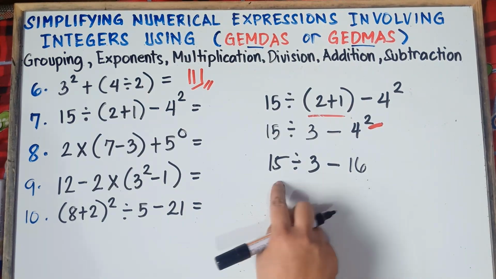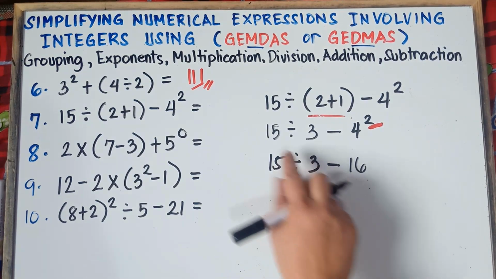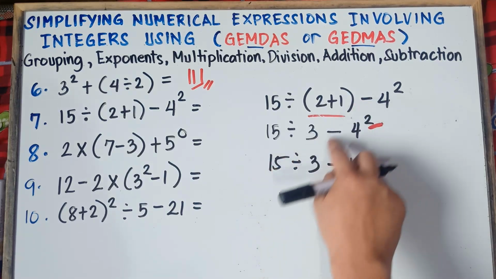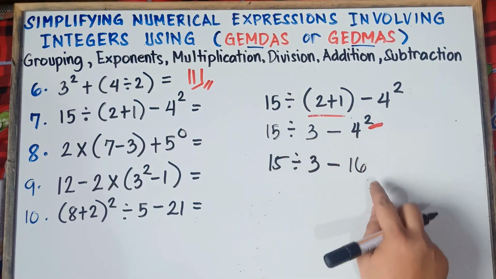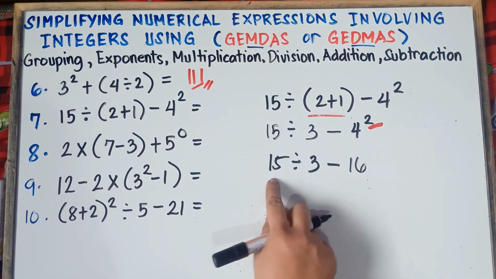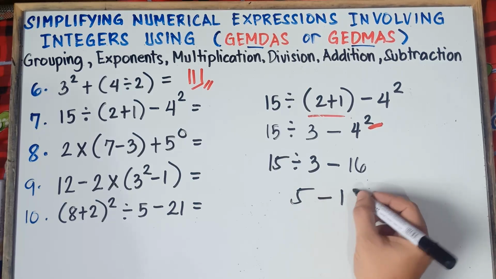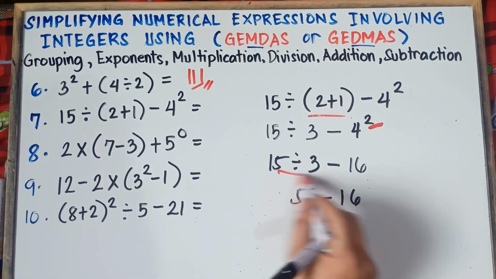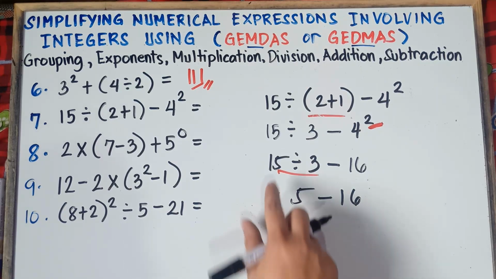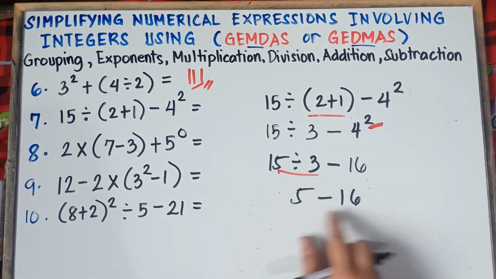Alright, and then divide this one first before you subtract. Once again, class, 15 divided by 3, copy the minus sign, then 4 squared, that would be 16. Divide this one first, 15 divided by 3, that is 5, minus 16. Once again, class, division comes first before subtraction.